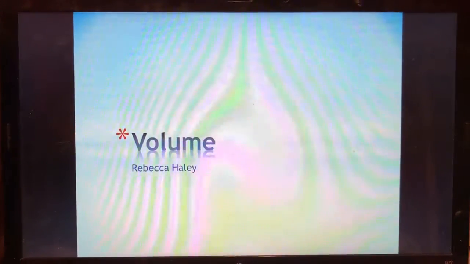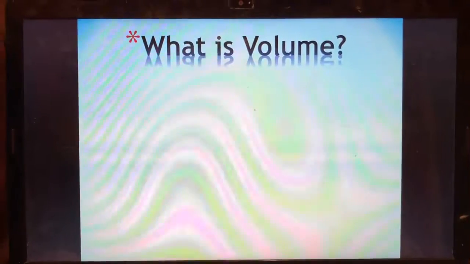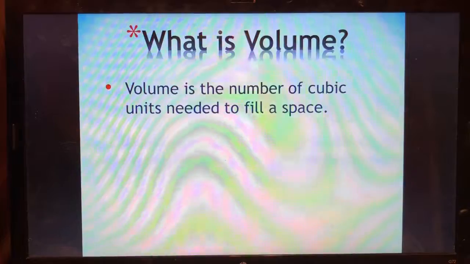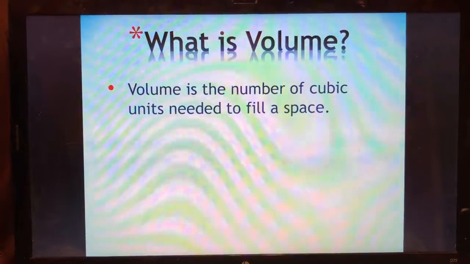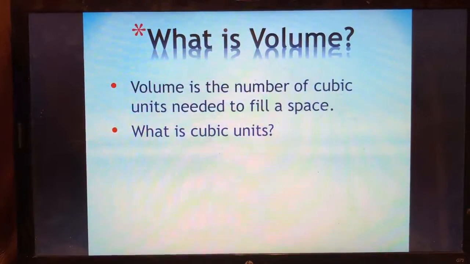In today's lesson, we will be discussing volume. What is volume? Volume is the number of cubic units needed to fill a space. So what exactly is a cubic unit?